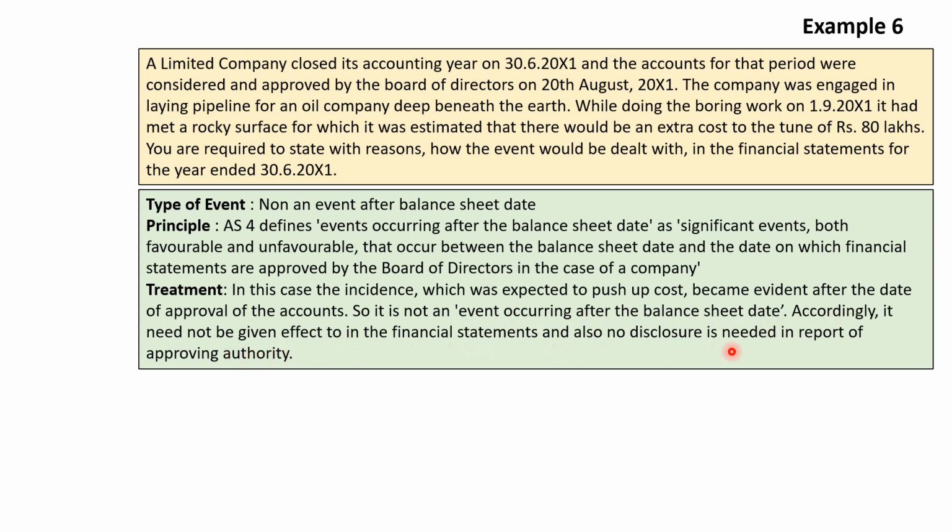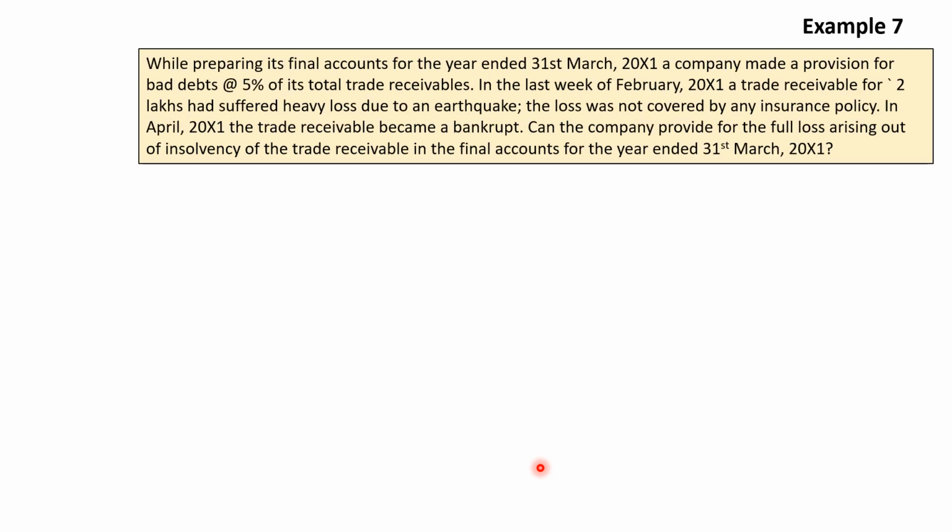Also, no disclosure is needed in the report of the approving authority, and no note to any financial statements also. So neither in the financial statement, nor in the notes, nor in the report of the approving authority. Nowhere is it required to be disclosed. Okay. Now, second last example.